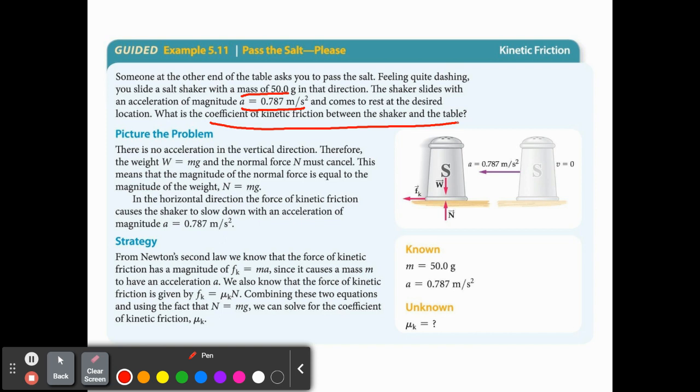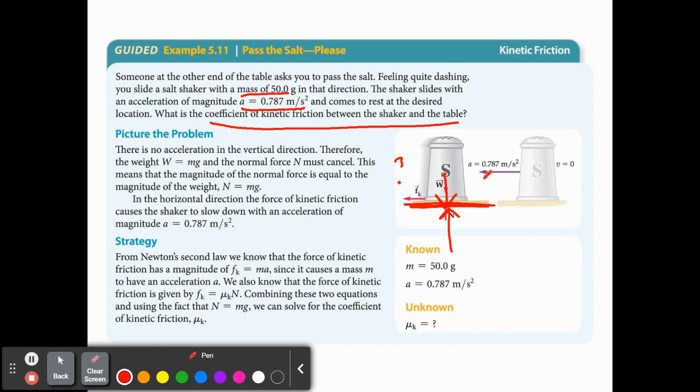Now, they didn't tell us any forces. So we're going to need to draw our free body diagram, which is what they did here. So you have the salt shaker and the table, okay? The weight, the force due to weight, is going to act downward, and the normal force is going to act perpendicular to the surface, which in this case is straight up, okay? We know our acceleration is 0.787 meters per second squared, and we are looking for the coefficient of friction. So we have to find the force of friction in order to be able to find the coefficient of friction. Okay? So let's look at what is going on.